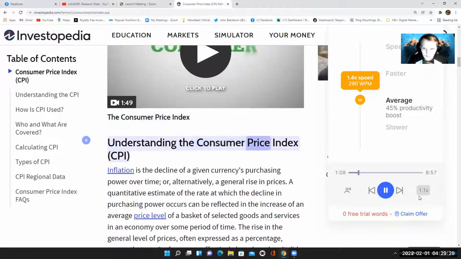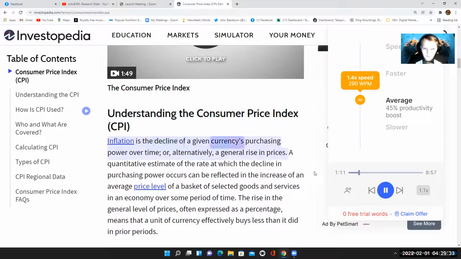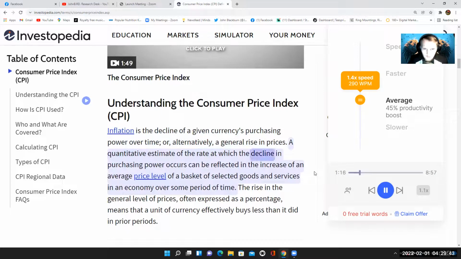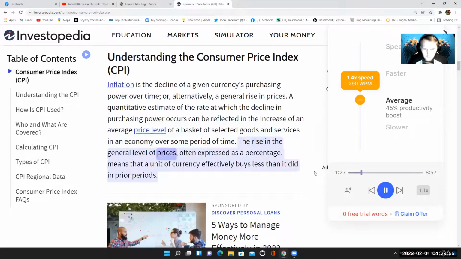Understanding the Consumer Price Index, CPI. Inflation is the decline of a given currency's purchasing power over time, or, alternatively, a general rise in prices. A quantitative estimate of the rate at which the decline in purchasing power occurs can be reflected in the increase of an average price level of a basket of selected goods and services in an economy over some period of time. The rise in the general level of prices, often expressed as a percentage, means that a unit of currency effectively buys less than it did in prior periods.